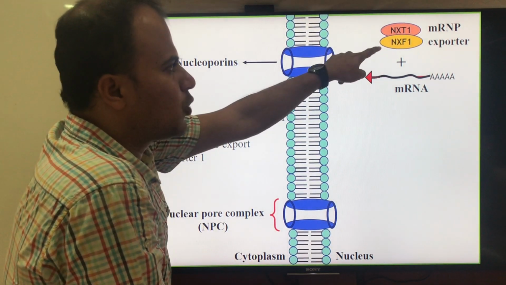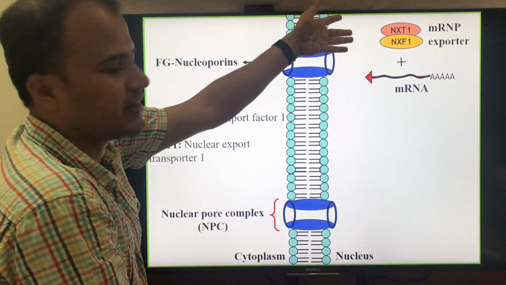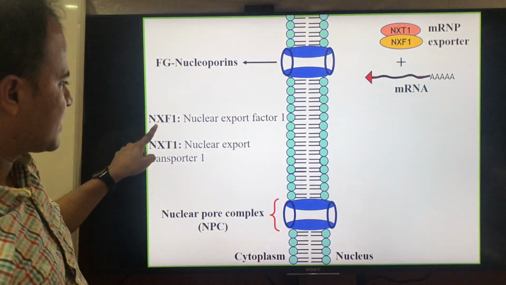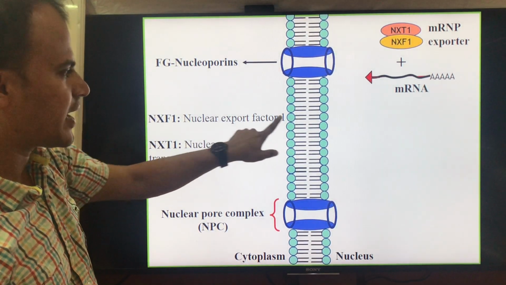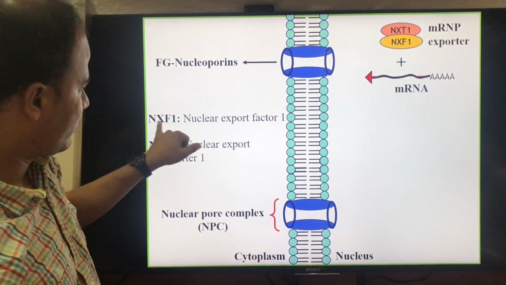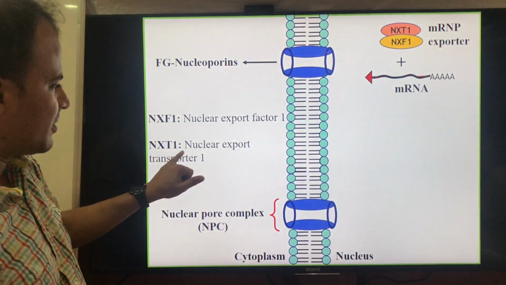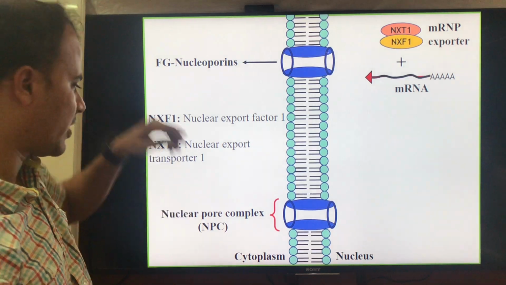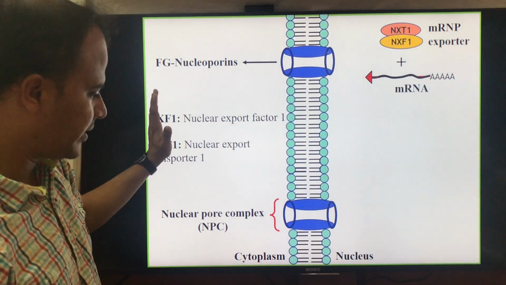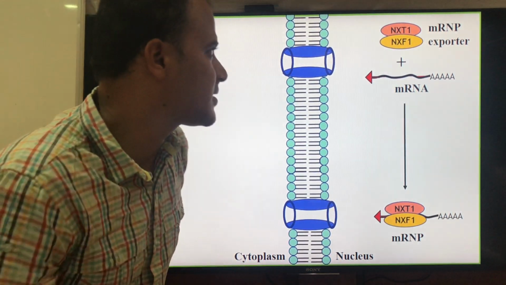The mRNP exporter is a protein with two different subunits. It's a heterodimer, NXT1 and NXF1. NXF1 means nuclear export factor 1. NXT1 means nuclear export transporter 1. And the mRNA should be transported to this compartment of the cell. Let's see how this works.